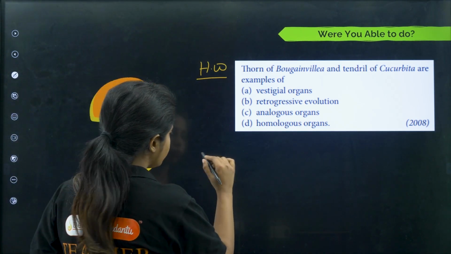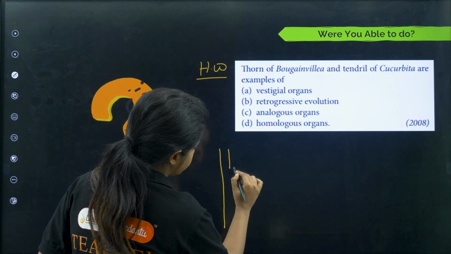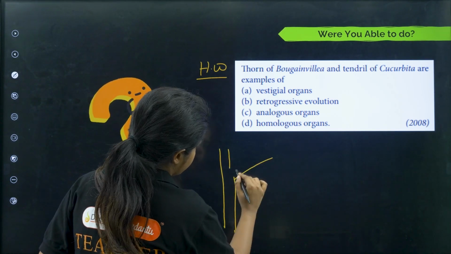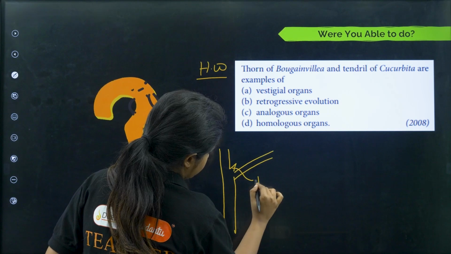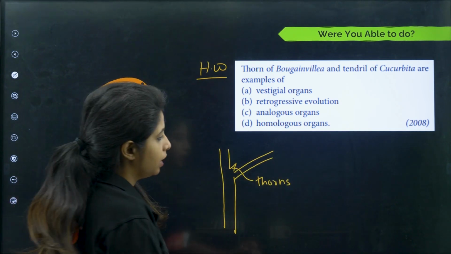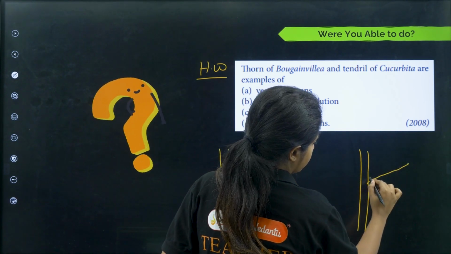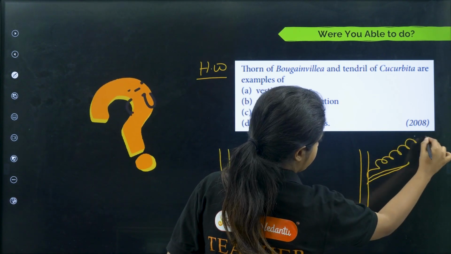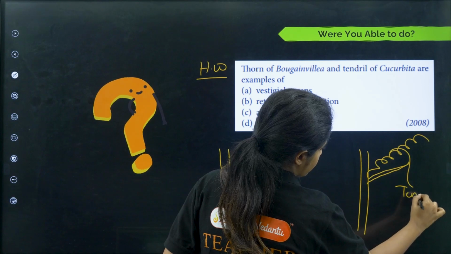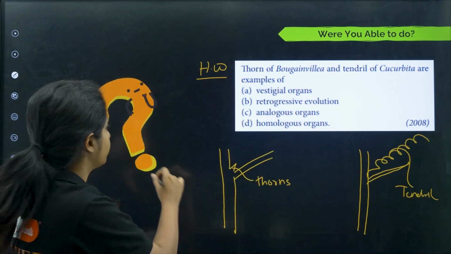So bougainvillea, you know those pink flowers, it looks so pretty. Over here they have thorns. This structure that you see is thorns, and this is the bougainvillea plant. On the other hand, there is another plant, but over here they have tendril instead of thorn. So the place of origin is the same. Thorn is here, the tendril is over here.